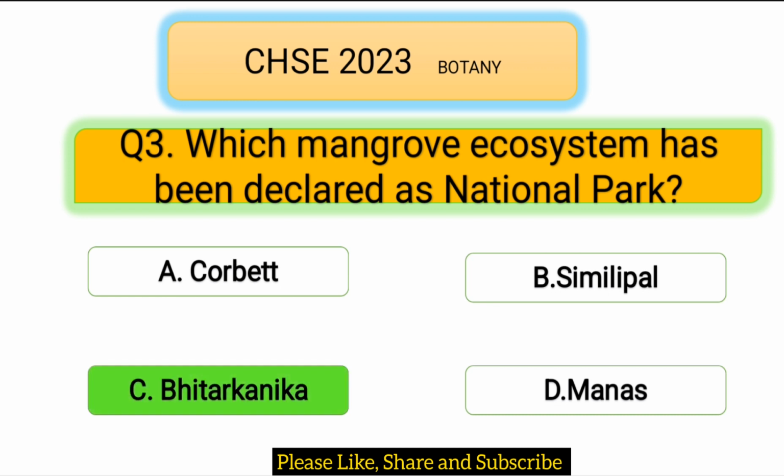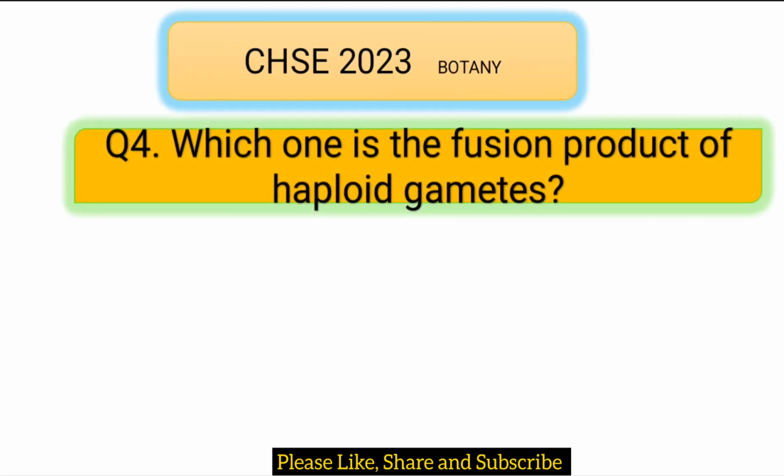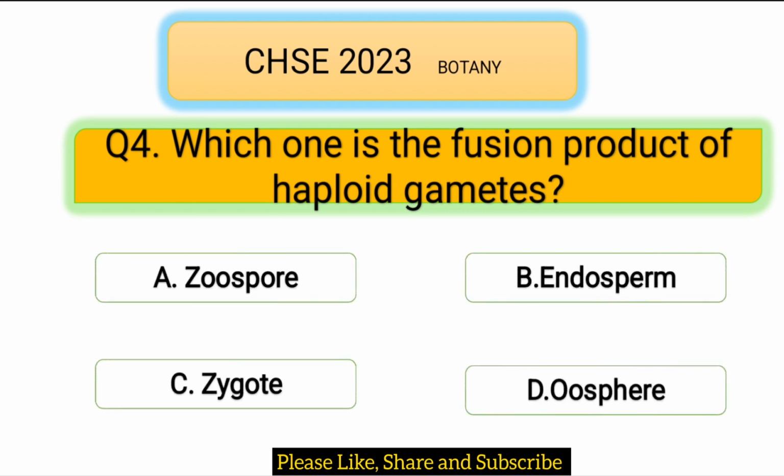Then the next question was, which one is the fusion product of haploid gametes? The options were zoospore, endosperm, zygote, then oosphere. So obviously the answer is zygote.